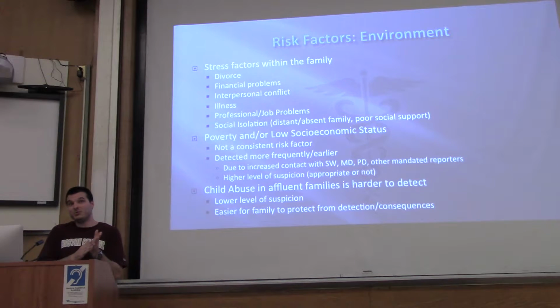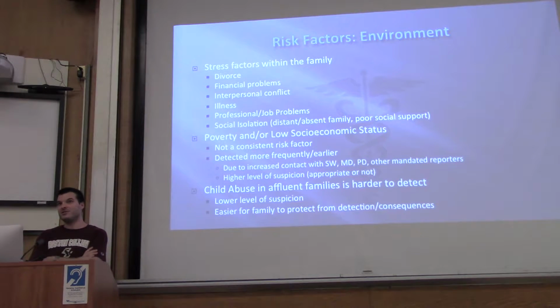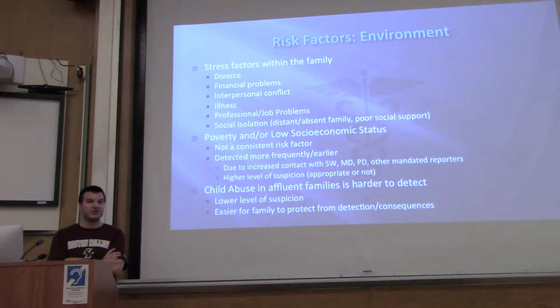And then child abuse in affluent families is hard to detect. They have a lower index of suspicion just because these well-to-do parents, they would have no reason to beat their child. So you just assume that it's not happening. So you have these borderline kids that you give the benefit of the doubt. And it's easier if you have lots of money and lots of connections to get out of it. Avoid being detected, avoid punishment if you are detected.